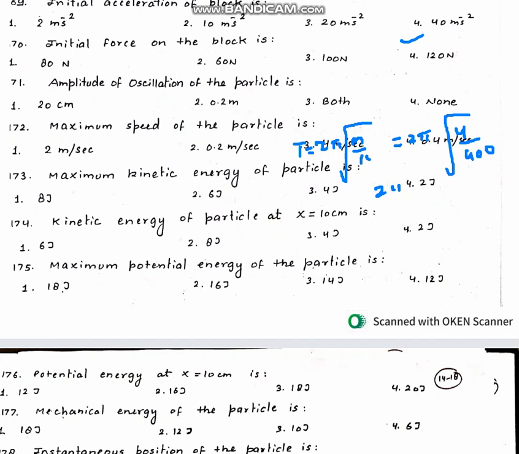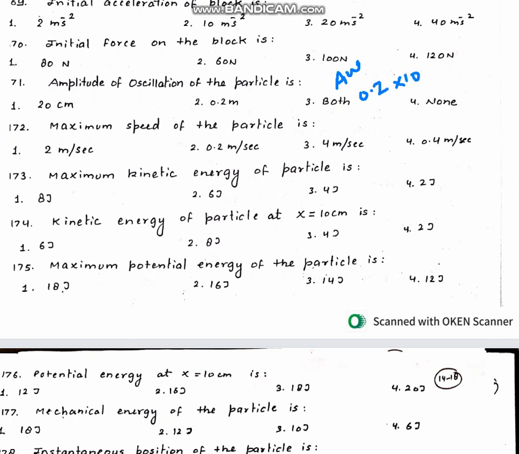Next is maximum speed of the particle. So maximum speed is given by A omega. A here is 0.2 and omega here is 10. So that will be 2 meters per second. So first one will be correct. Next is maximum kinetic energy of the particle. It is half mv square. So half into 4 into 2 square. So this is 8 joule.